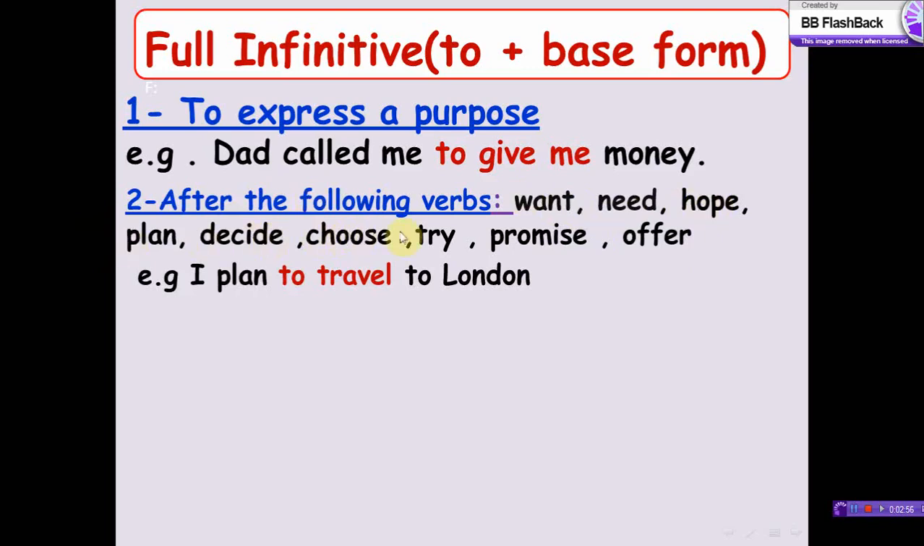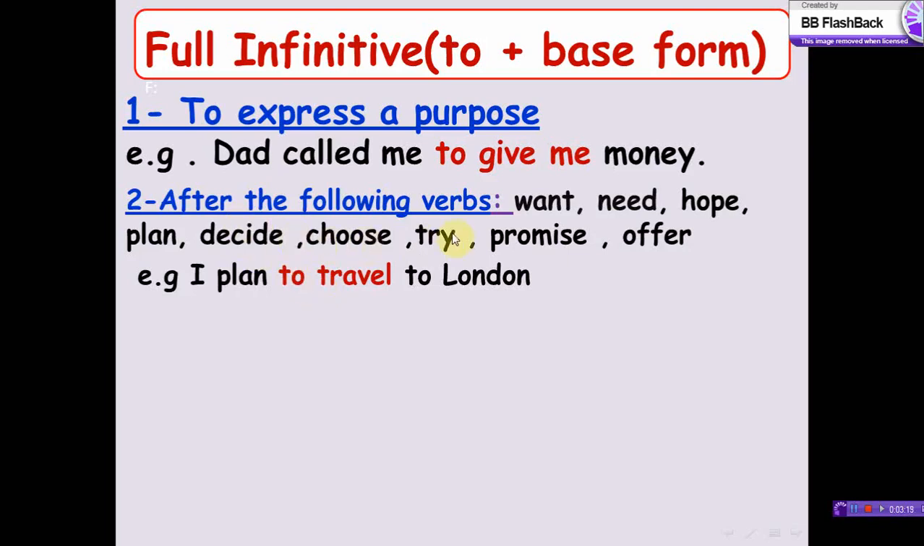Again. Want, need, hope, plan, decide, choose, try, promise, offer. For example, I plan to travel to London. I decided to stay at home tonight. So that's the second usage after these 9 verbs.